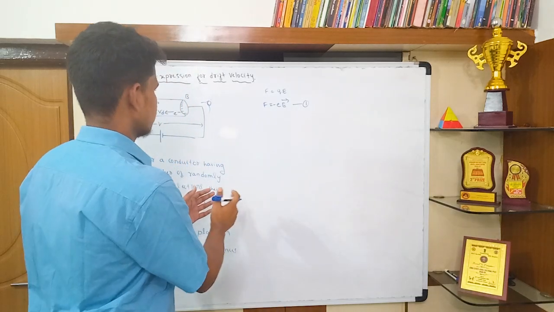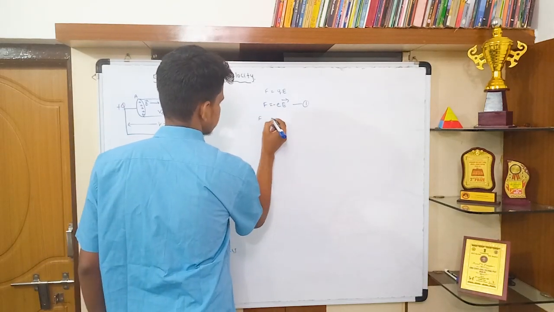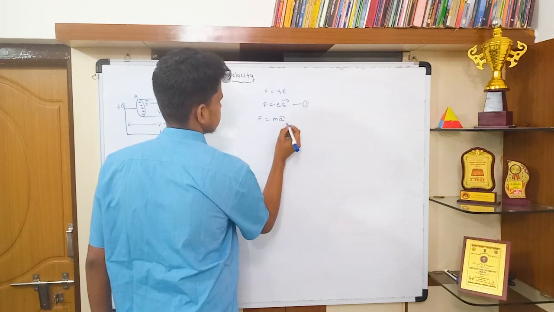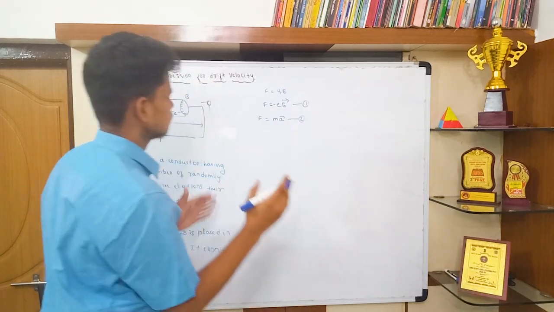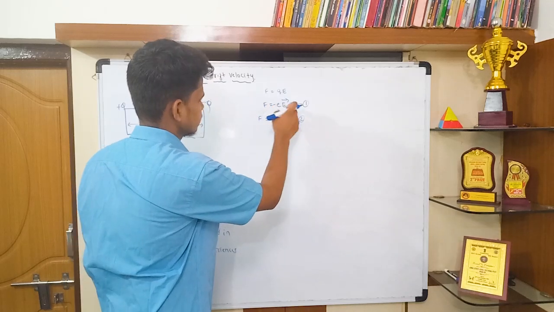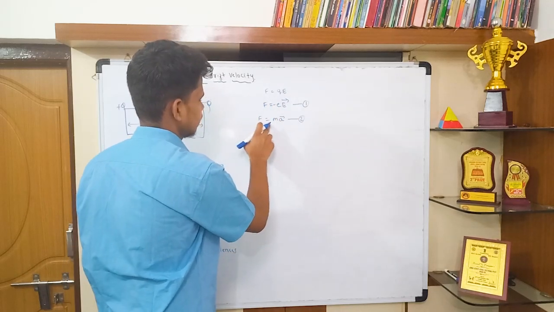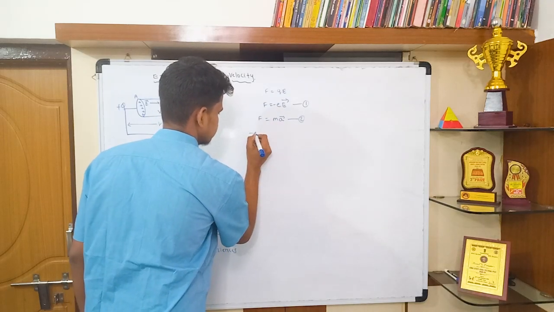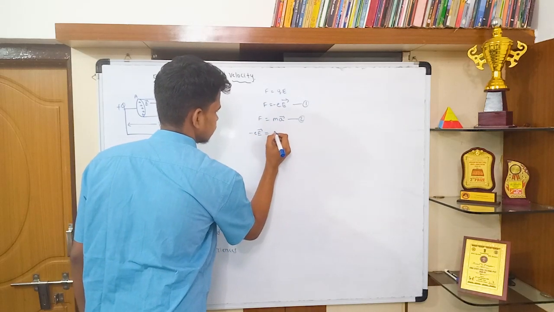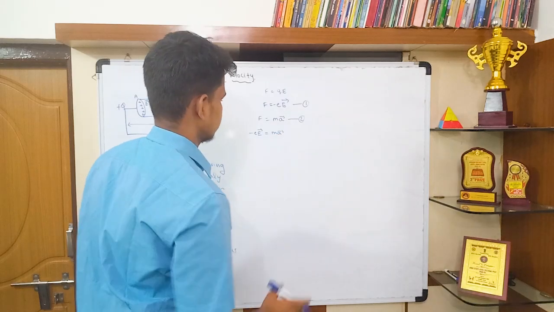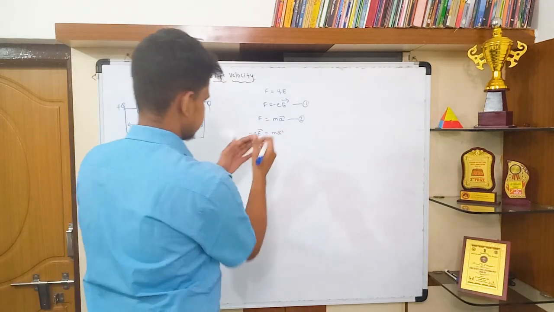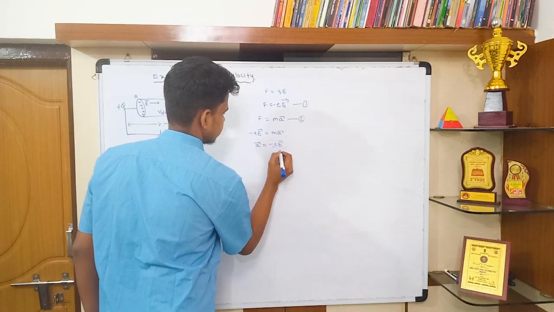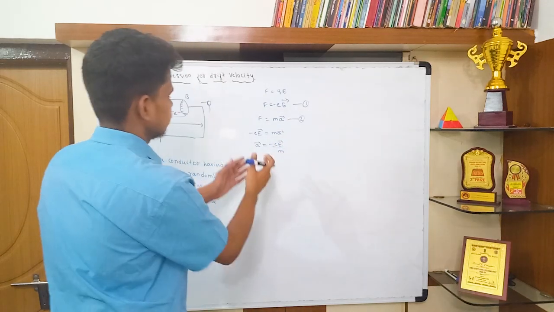After that, we know the basic force formula, that is mass into acceleration. This is the second one. Here F equals minus e E vector, and F equals m into a, so you have to equate these both. After equating, we get minus e E vector equal to m a. Here we are calculating a, the acceleration, so a equals minus e E by m.